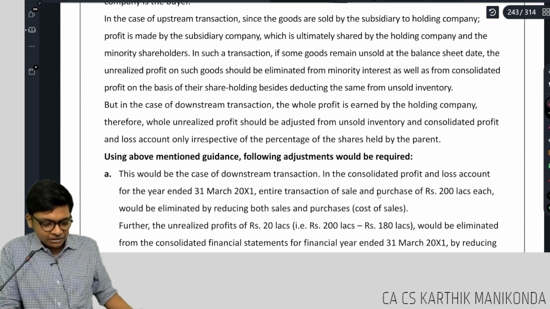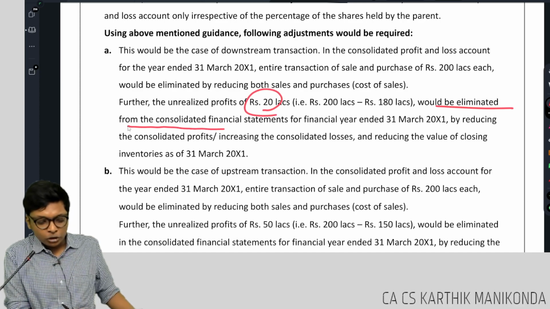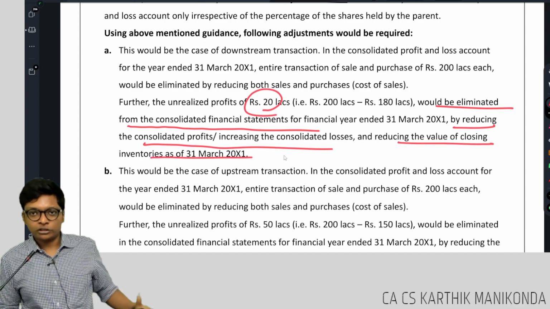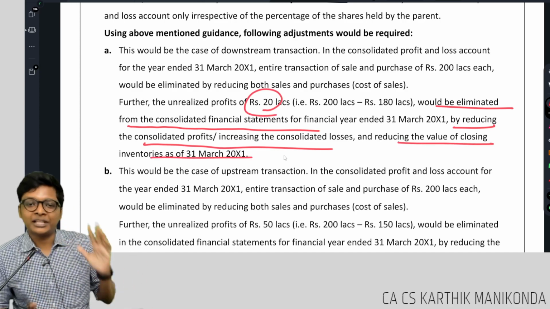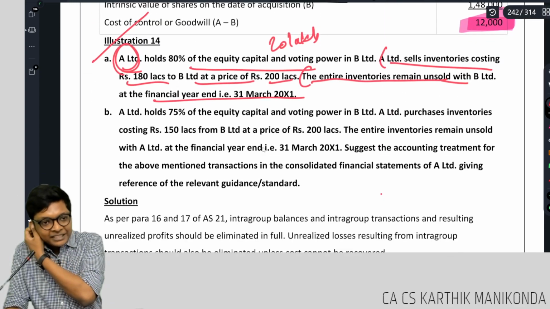Intra-group transactions. Finally, the answer is 20 lakhs would be eliminated from the consolidated FS by reducing the consolidated profits and reducing the value of closing stock. This is after consolidation only. I will do the adjustment. Are you following, guys? Point number B. Let's see if you're getting it.